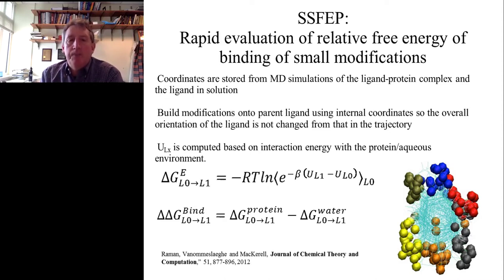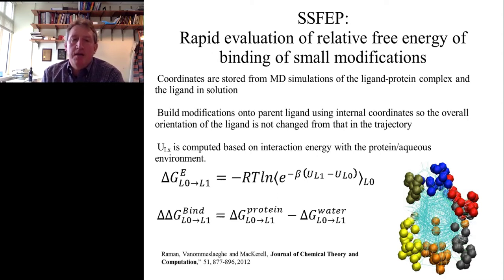modifications onto the parent ligand and then rapidly understand the change in the free energy of binding of the ligand by doing this calculation, which we show in the equations at the bottom of the slide, where we calculate the energy of the unmodified ligand, L0, and the energy of the modified ligand, L1, many, many times for all the different coordinate sets, all the different conformations in the ensemble.